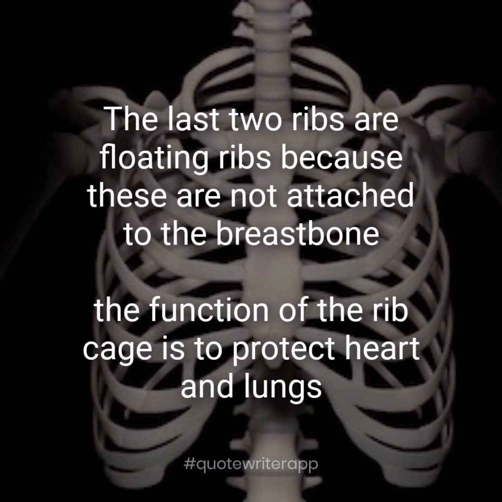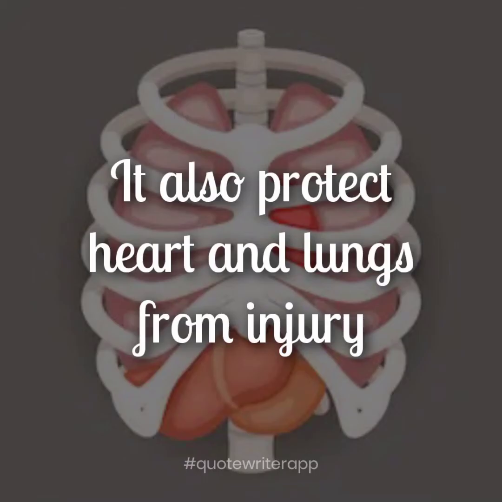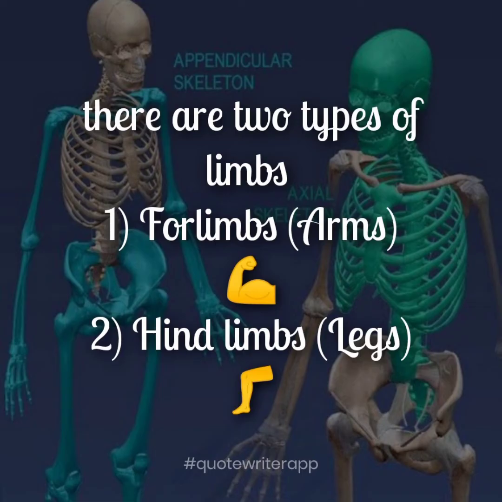The 2 ribs are floating ribs because these are not attached to the breastbone. This is about the ribs. The next is, what is the function of the rib cage? It protects the heart and lungs.